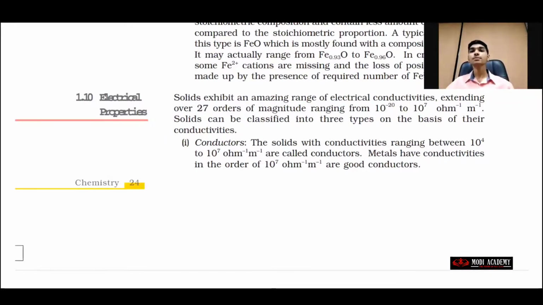Solids with conductivities ranging from 10 raised to 4 to 10 raised to 7 per ohm meter are called conductors. 10 raised to 4 means 10,000, up to 1 crore per ohm meter. If the conductivity is high, then it is called a conductor. Metals having conductivity in the order of 10 raised to 7 per ohm meter are good conductors. So all the good conductors of heat and electricity have a conductivity ranging from 10 raised to 6 to 10 raised to 7. Always remember this.